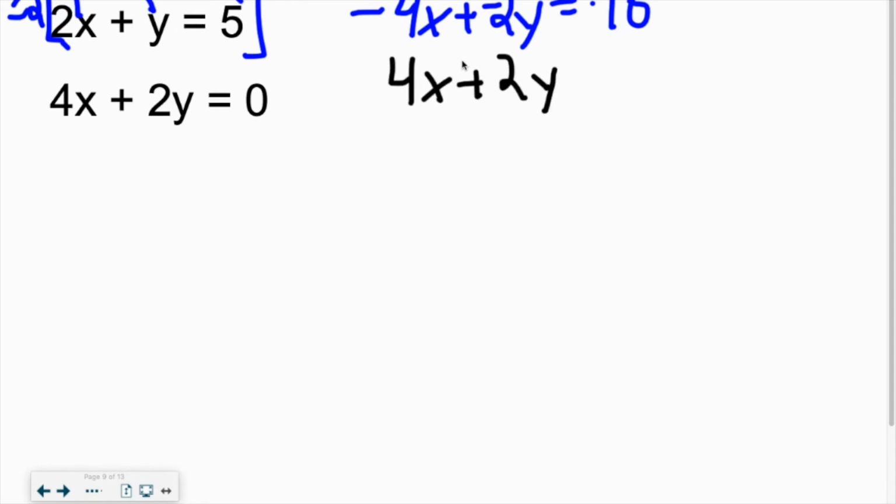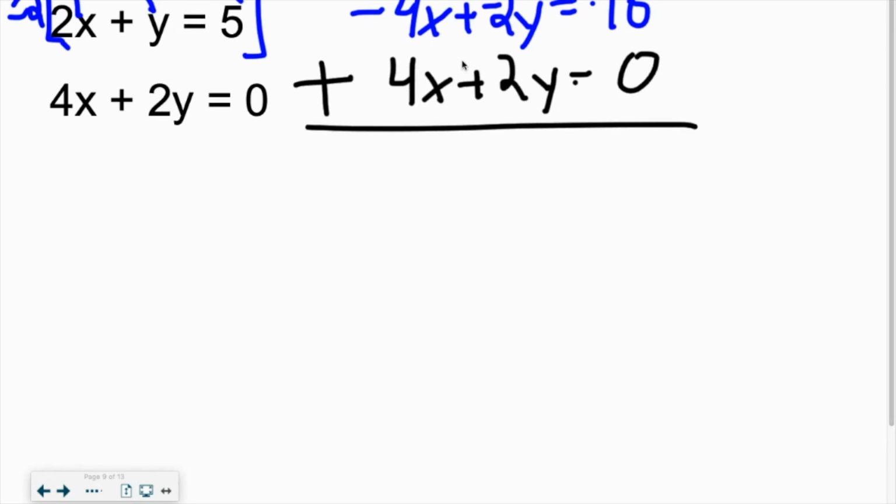And we did that because now they're going to eliminate. So add them on up. We've got 4x and a negative 4x. Those guys cancel. 2y and a negative 2y cancel, so we're left with nothing on that side, which is fine. 0 equals, I'll add those together. We get negative 10. Is this true?